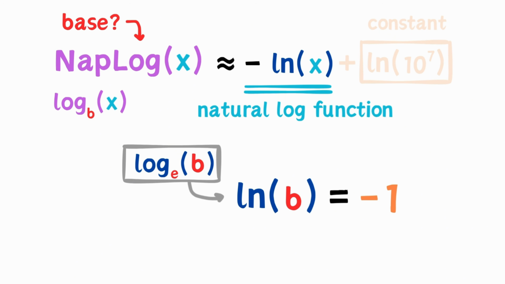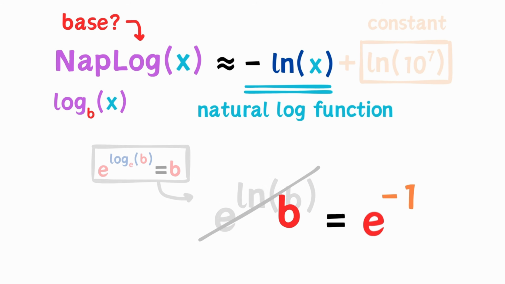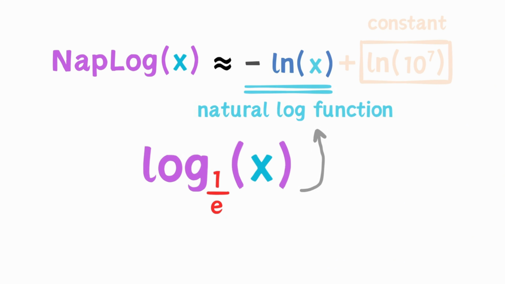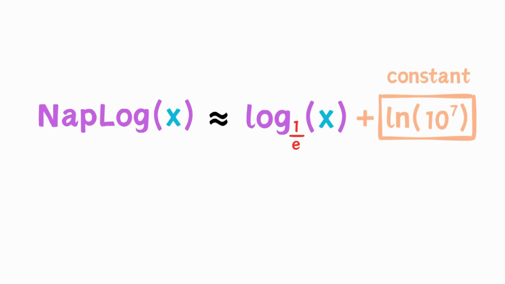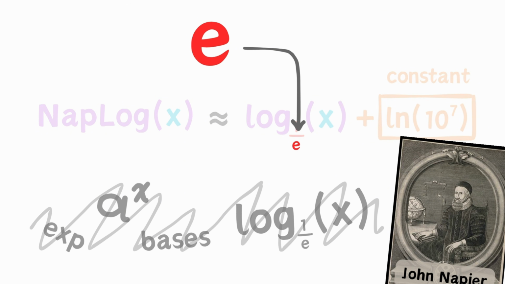The natural logarithm is just a logarithm with a base of e. With that knowledge, we can raise both sides as powers of e, and we find that, at its core, Napier's logarithm behaves like a logarithm with a base of 1 over e. Now, technically, we still have the constant, the natural log of 10 to the power of 7. Also, Napier didn't use exponents or bases, so he didn't define his logarithms with a literal base of 1 over e. But from this, we can see that Napierian logarithms are still related to e.